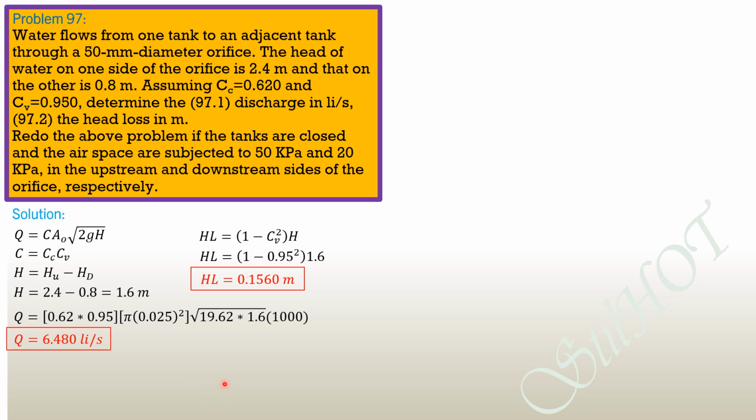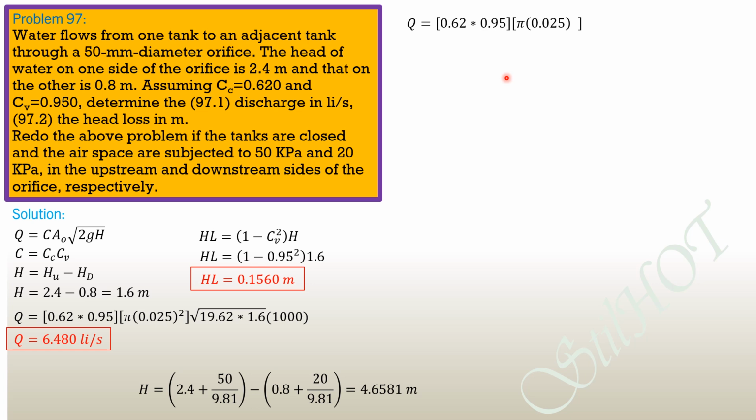For the second part, the head would be depth plus pressure head. So 2.4 plus 50 over 9.81 minus downstream head, 0.8 plus 20 over 9.81, so it is 4.6581 meters. So Q equals 0.62 times 0.95 times pi times 0.025 squared, square root of 19.62 times 4.6581 times 1000.